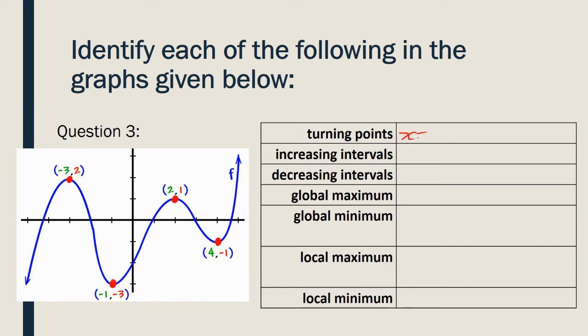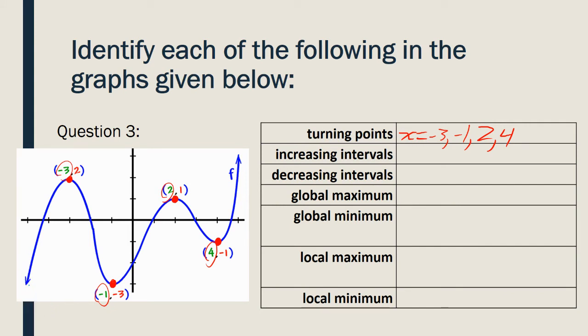It even gives me the x values in each of these. x equals negative 3, x equals negative 1, x equals 2, and x equals 4 are each of my turning points. So each of those x values as turning points are going to pop up in one of these 4 boxes down here as one of my minimums or maximums. And my increasing intervals and my decreasing intervals are going to be nestled in here between these.